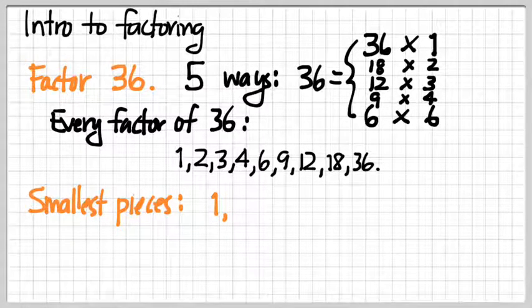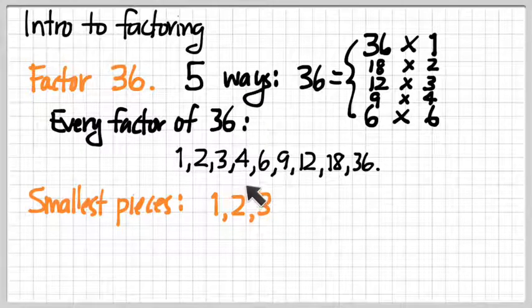What else? 3, sure. Because what factors does 3 have? Just 1 and 3, right? So no other pieces that are interesting. What else on this list has that property? Should be 2. The only factors of 2 are 2 and 1. But then 4 is on this list, and it can be broken into a pair of 2s. 6 is on this list, and you can break it apart into a 2 and a 3. 9 is on this list, and we can break it apart into a pair of 3s, and so on.